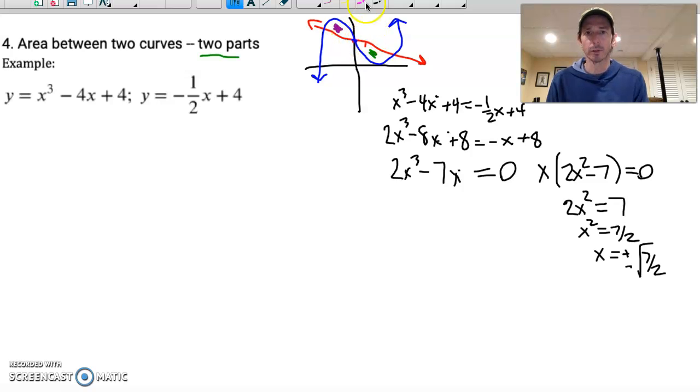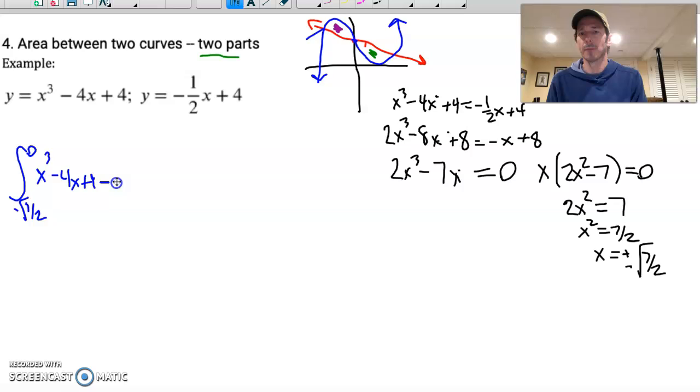So the first one I'm going to write in blue because the blue's on top. The first piece of this is going to be from this point over here, which I'm guessing is the negative root 7/2. So from negative square root of 7/2 to the point of intersection right here, where they meet again, which is 0. Then on that one, the cubic is on top. So I'm going to have x cubed minus 4x plus 4 minus this line, which is underneath it, negative 1/2 x plus 4.